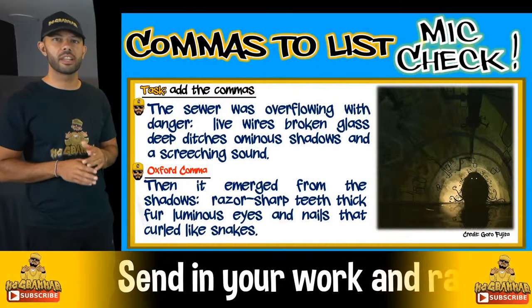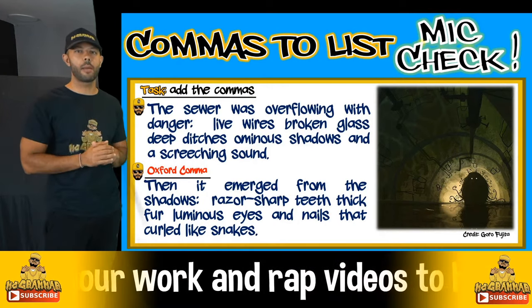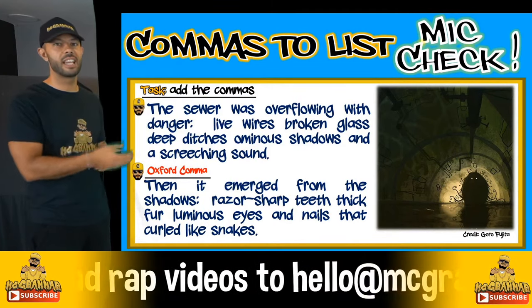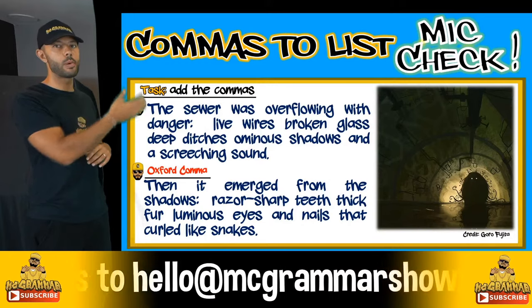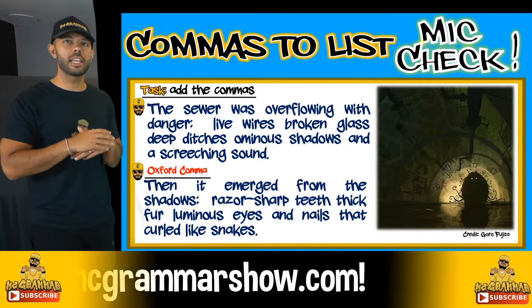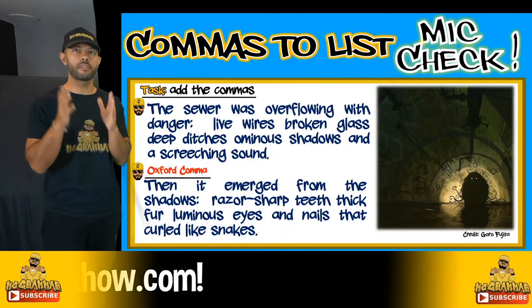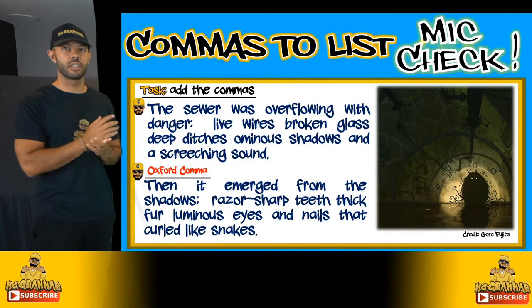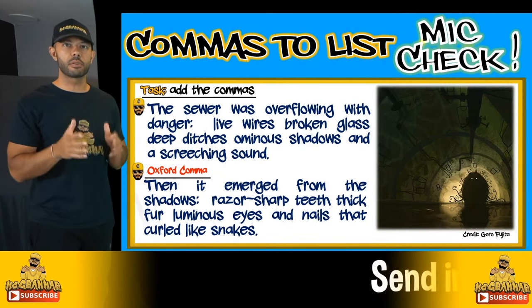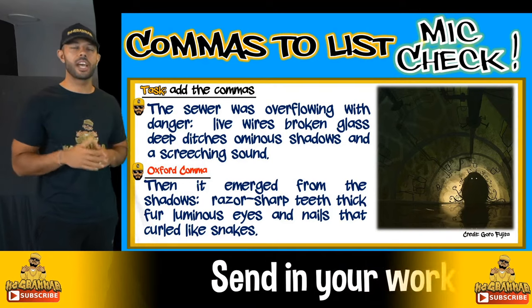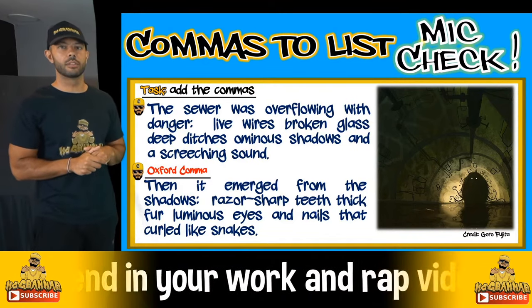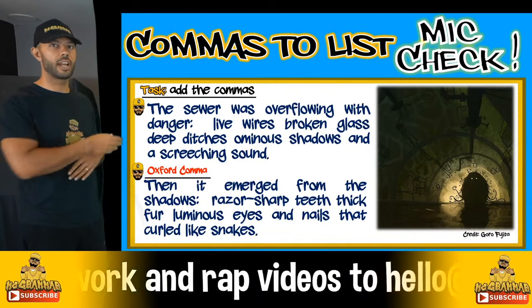Time for our first mic check and your time to shine. Right, we have a picture from one of our previous lessons and two examples here. Example number one reads: the sewer was overflowing with danger. There's our colon to introduce the list. Live wires, broken glass, deep ditches, ominous shadows, and a screeching sound. There's no commas in there. Let's check out the next one.